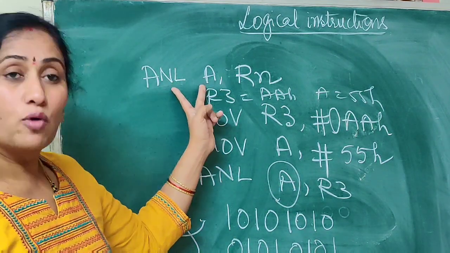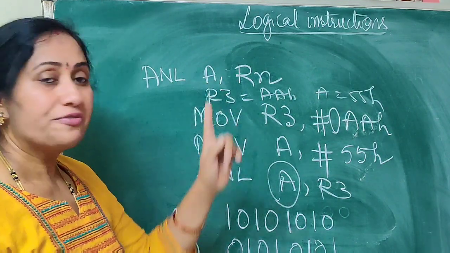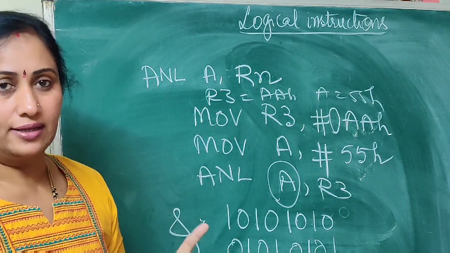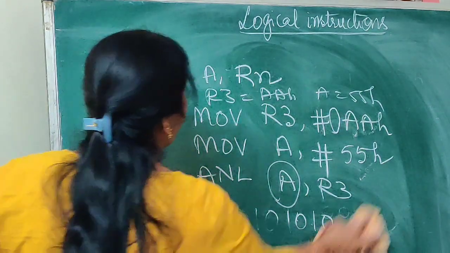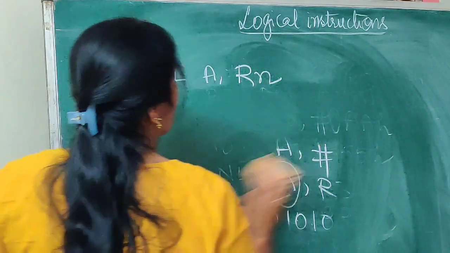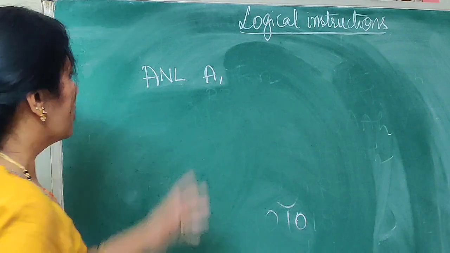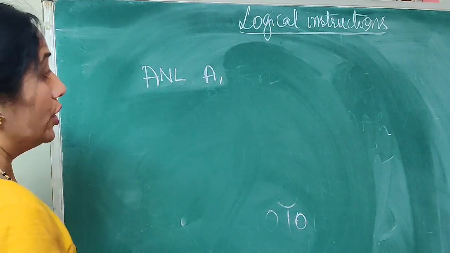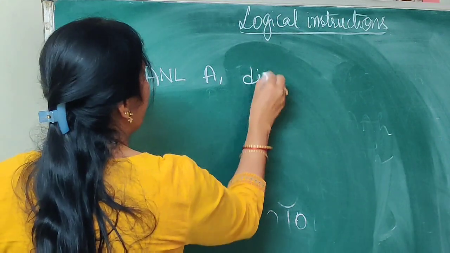So what type of addressing mode is it using? It's using register addressing mode. The length of the instruction is going to be 1 byte, and the parity flag is going to get affected. So this is ANL A, Rn. So now the third instruction of the same instruction using a different addressing mode. Say let me take the direct addressing mode.